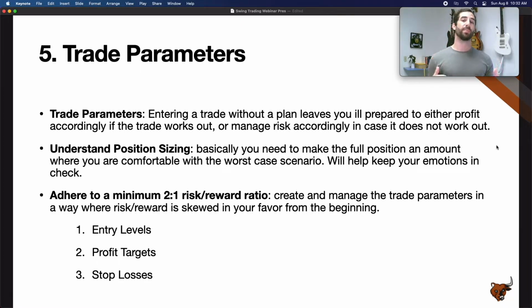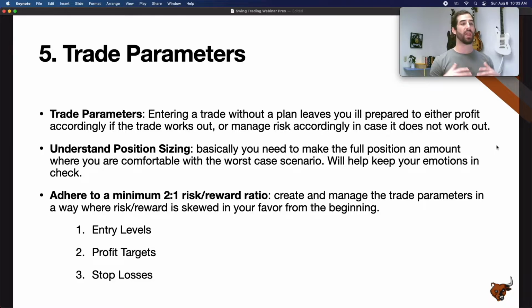Why are trade parameters so important? Because entering a trade without a plan is going to leave you ill prepared and exposed. You're not going to be able to, number one, capture the according gains in case the trade works, and on the flip side, it's not going to allow you to manage your risk properly in case the trade does not work out.